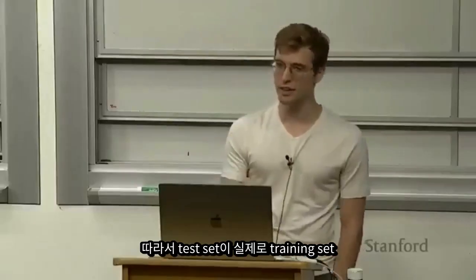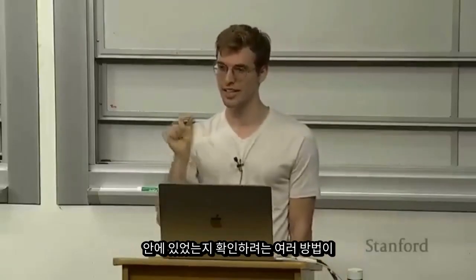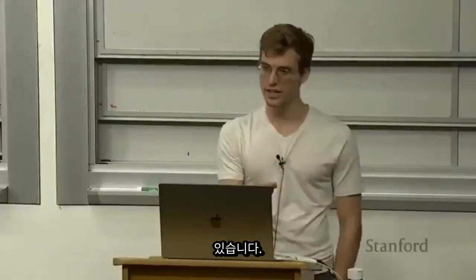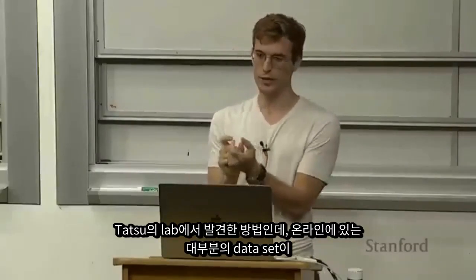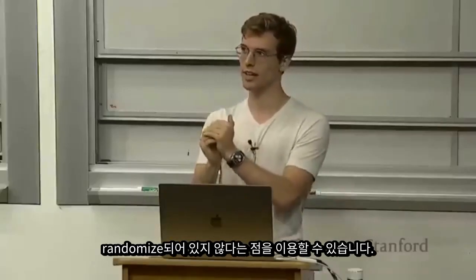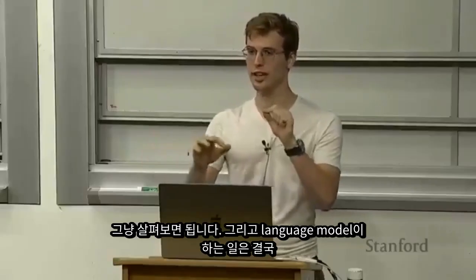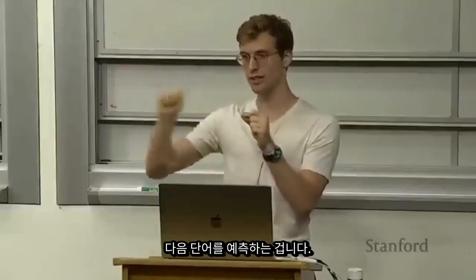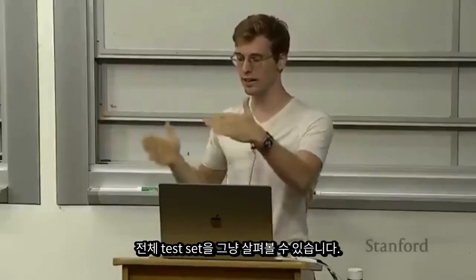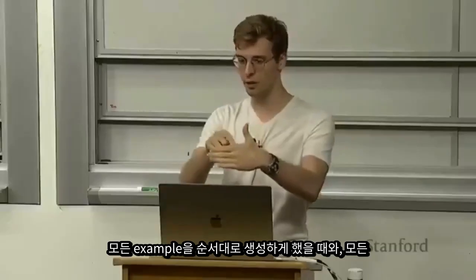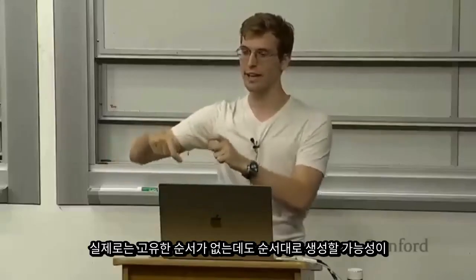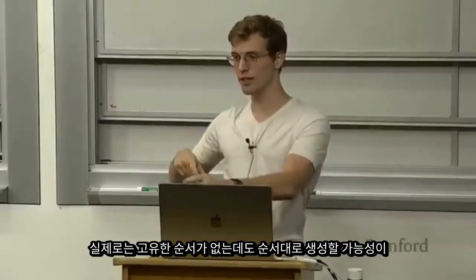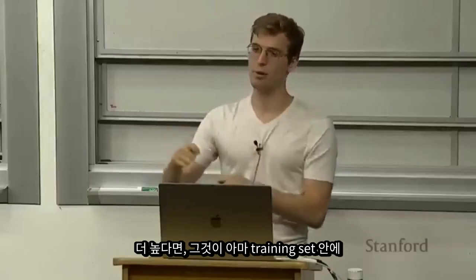There are many different ways of trying to test whether the test set was actually in the training set. One cute trick that people in Tatsu's lab have found is this: most datasets online are not randomized, and language models just predict the next word. So you can look at the entire test set and ask, what if you generate all the examples in order versus in a different order? If it's more likely to generate them in order, given that there's no real order there, then it probably was in the training set.